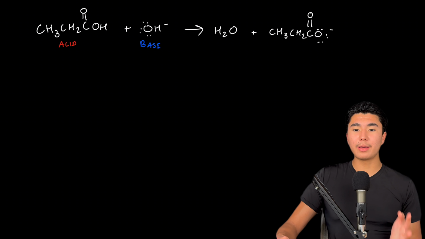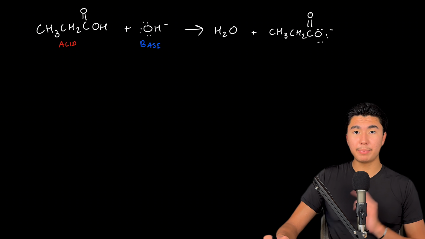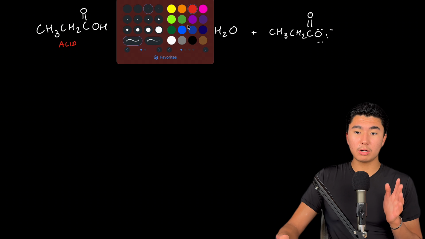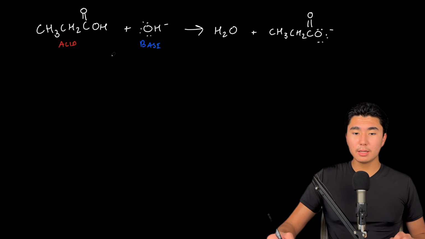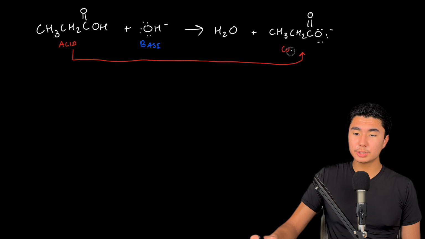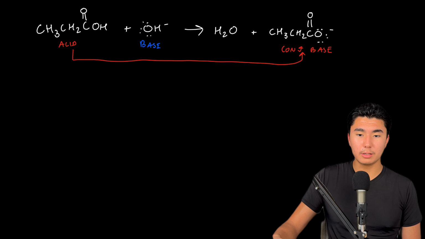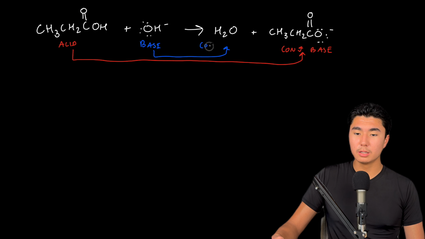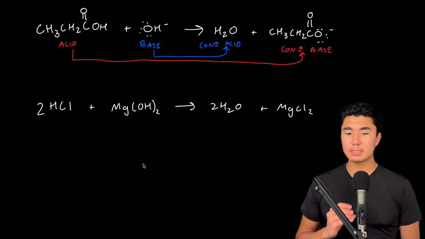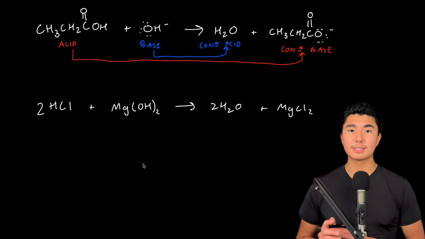Now that we know that, we need to identify our conjugate base and conjugate acid. If you have an acid on the reactant side, then you are going to end up with a conjugate base, and vice versa. If you have a base on the reactant side, this is going to turn into a conjugate acid. So let's look at this one here, and I want you to pause the video and see if you can identify which one is the acid and base.